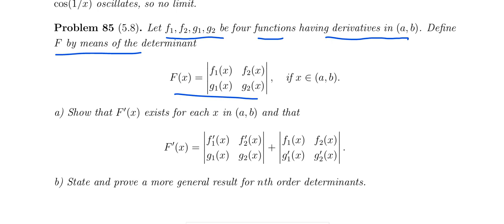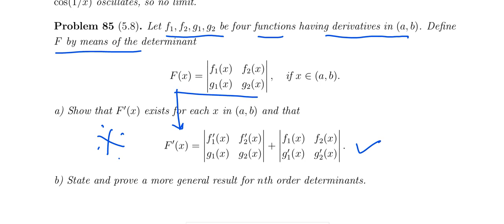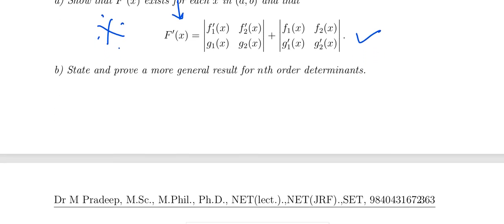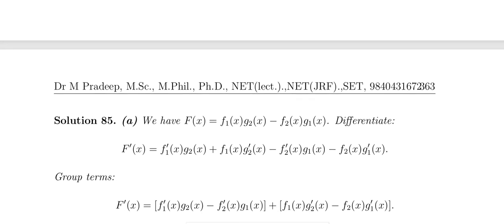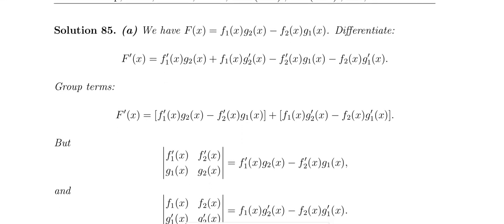We saw this recently in a competitive exam. So that is the capital F dash of x equal to the determinant of f1 dash, f2 dash, g1, g2, plus the determinant of f1, f2, g1 dash, g2 dash. The derivative of the determinant of functions we can define like that. Okay, that is very important. Very simple result.